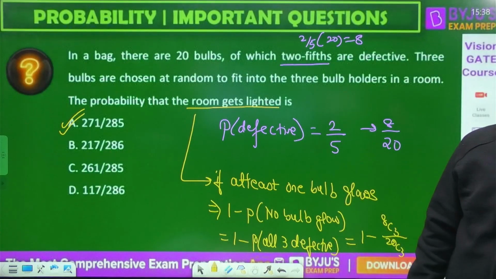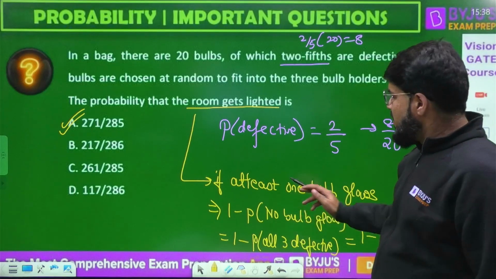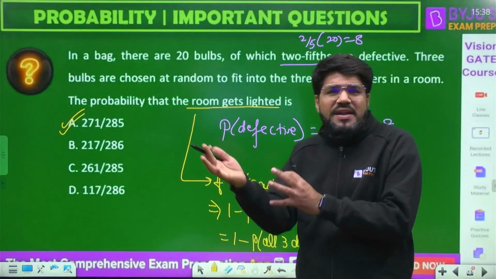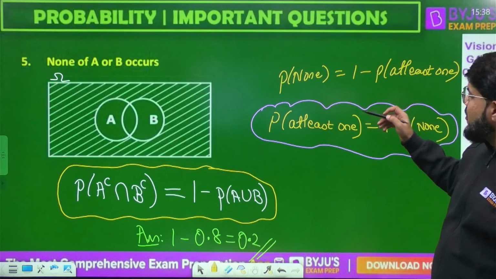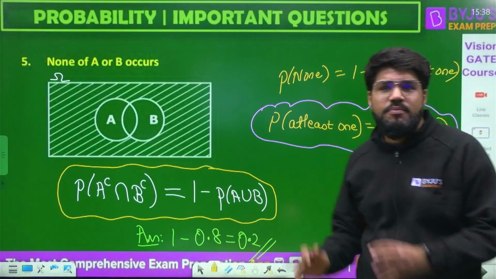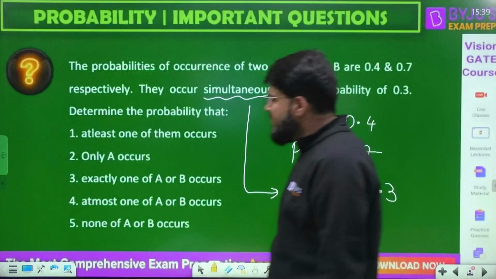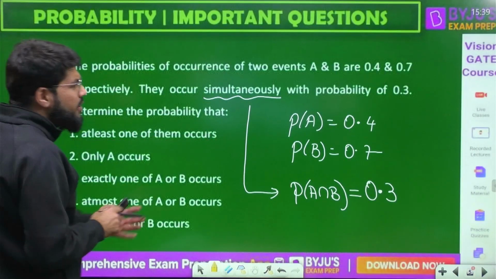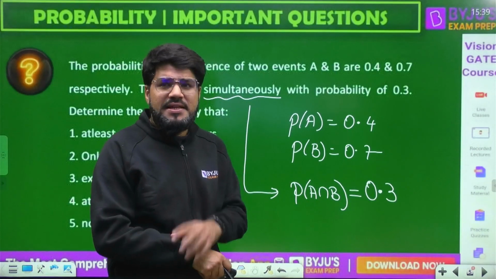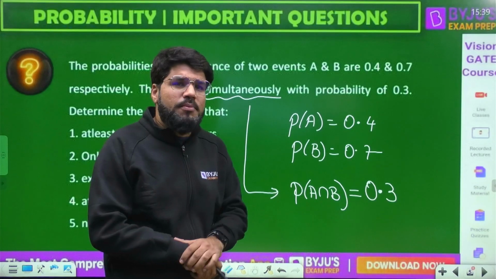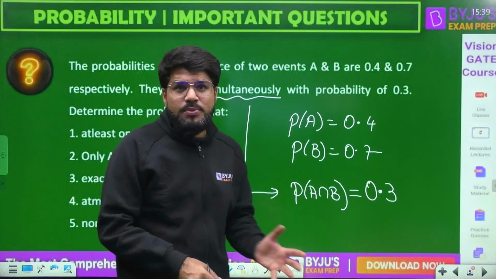So remember, the probability of at least one event occurring is 1 minus probability of no event occurring. That is what we have learned from the combination of 1 and 5. Let's go back now. The next case we have is probability only A occurs. Already they have given probability A occurs. Is there any difference between probability A occurs and probability only A occurs? Yes, there is a difference.